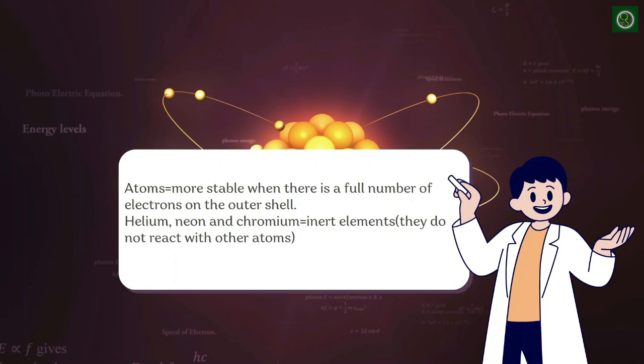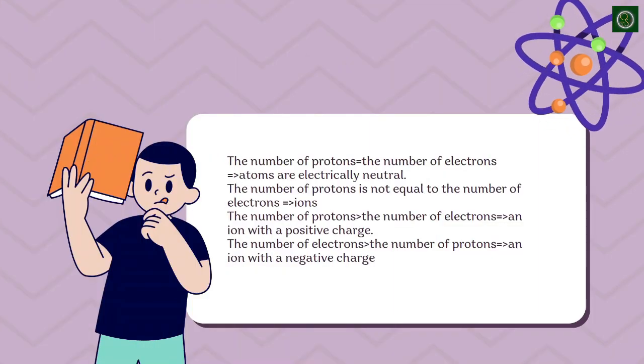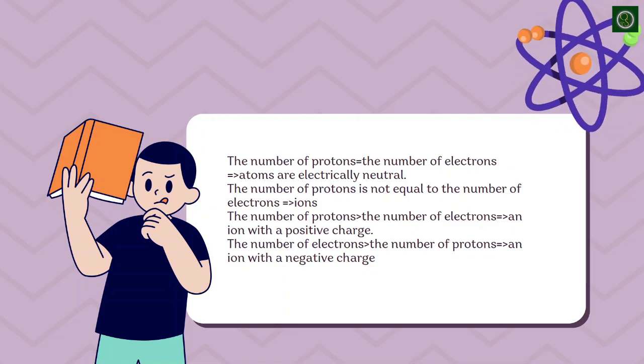Atoms are more stable when there is a full number of electrons on the outer shell. Helium, neon, and argon are inert elements because they do not react with other atoms. The number of protons is equal to the number of electrons, so it follows that atoms are electrically neutral.